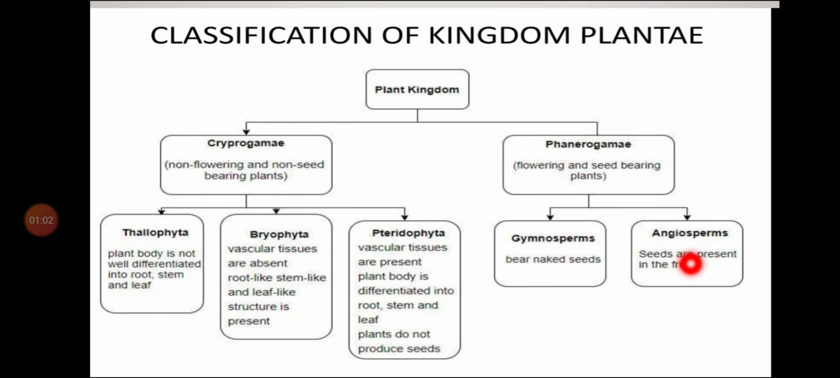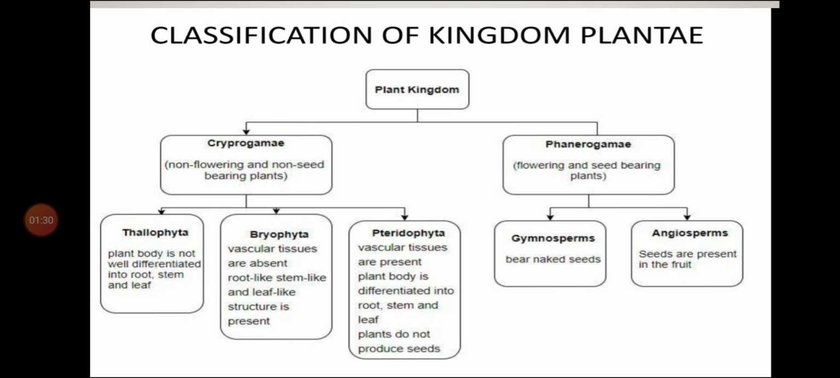And the 5th division, that is angiosperms, is deleted for this academic year, that is 2021, from your syllabus. So, we are not going to study the salient features of the division angiosperms, and the subdivisions of angiosperms, that is dicotyledons and monocotyledons. That part of the chapter is deleted.